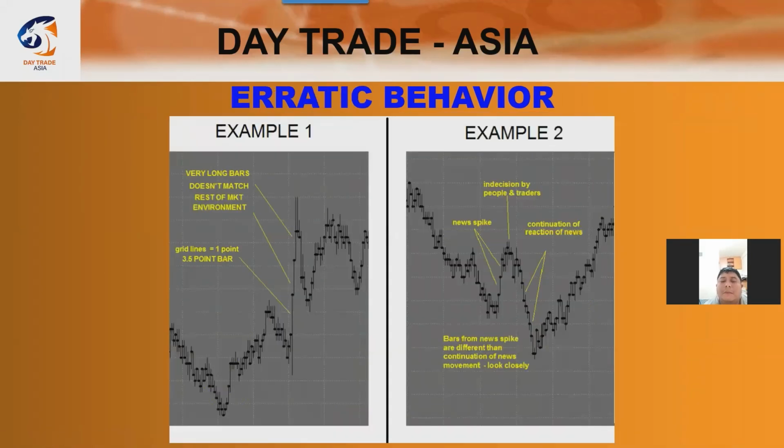And now what we're going to talk about is erratic behavior. Erratic behavior is when you have bars that are longer than the bars around them. For example, here you see these small bars, all of a sudden you see this long bar. That's basically strong momentum to the upside. You may have the same thing going to the downside. This usually happens when there's a new economic news release.